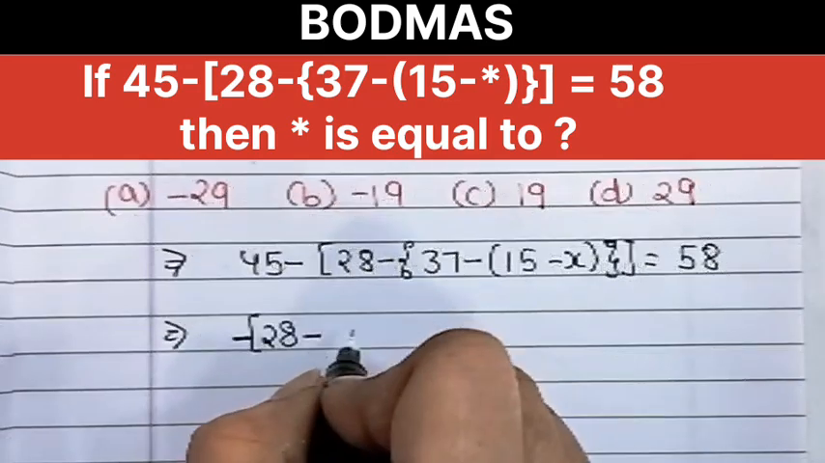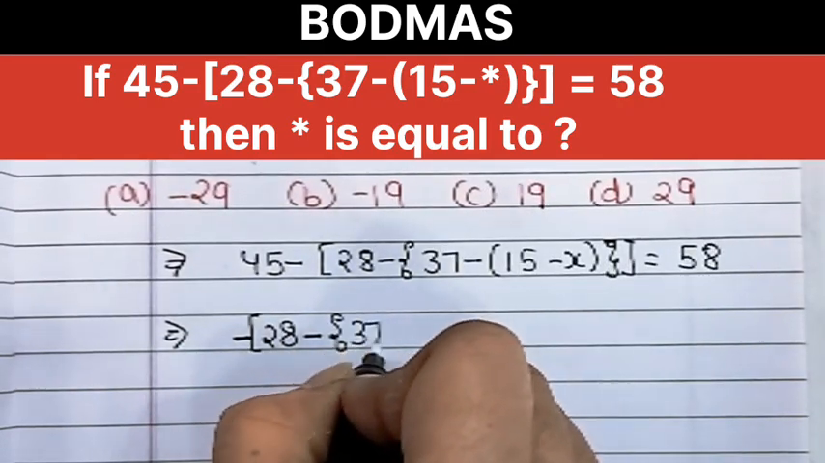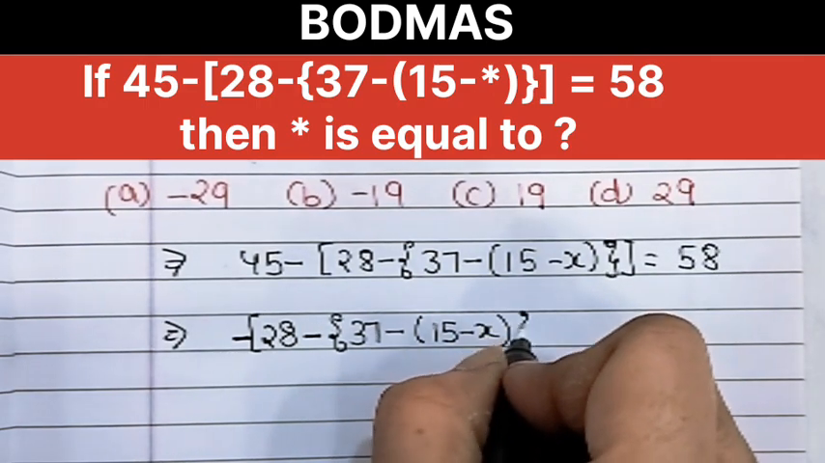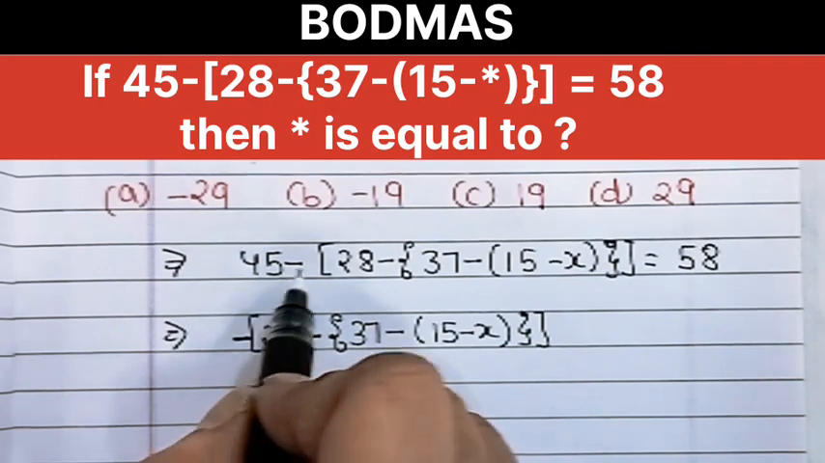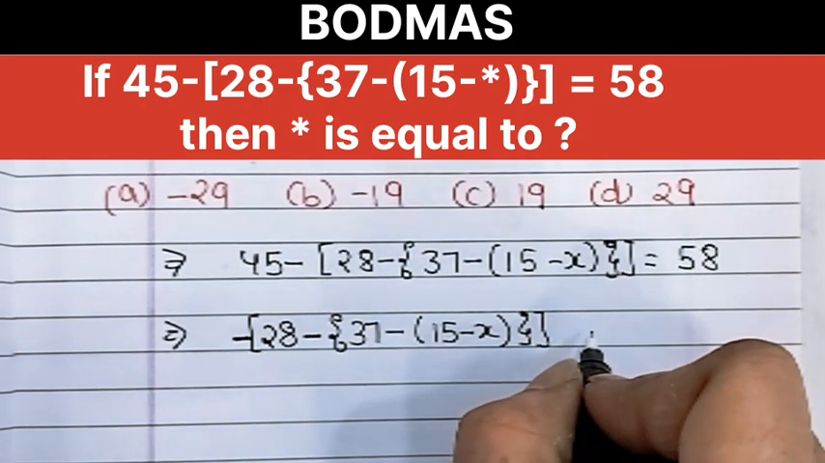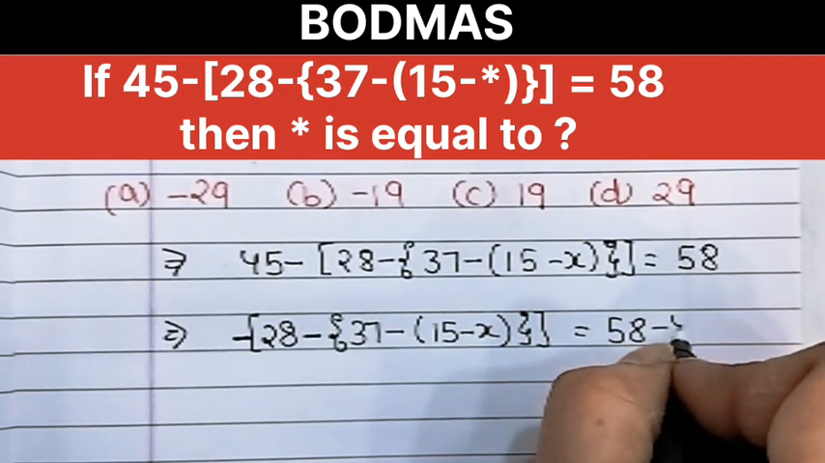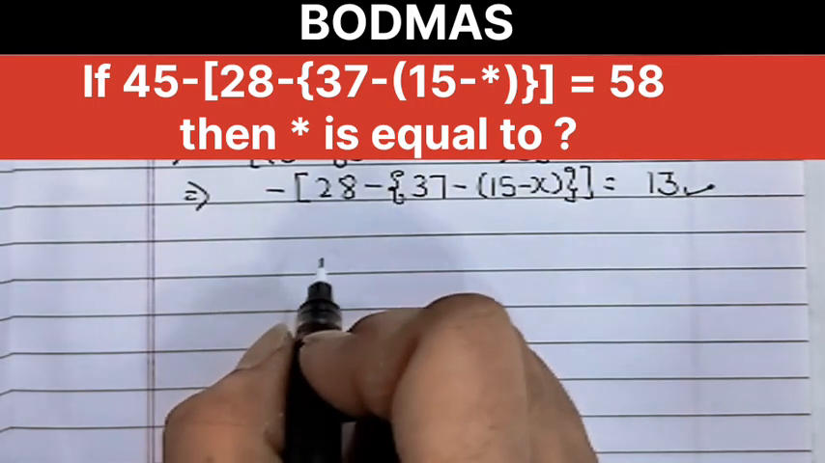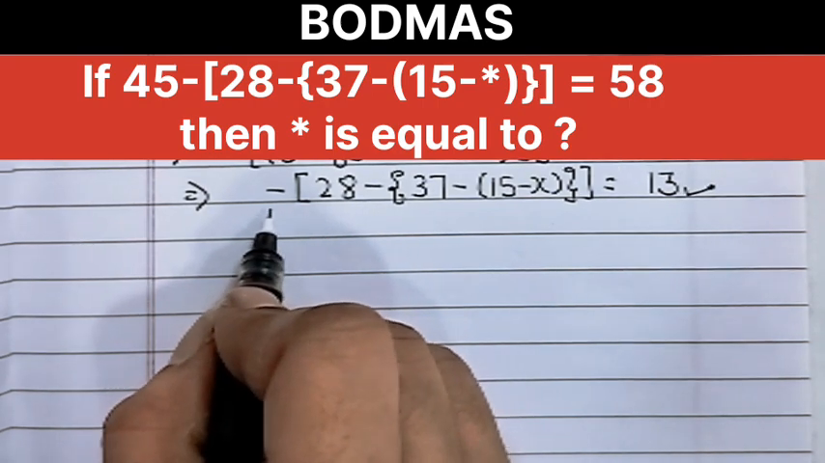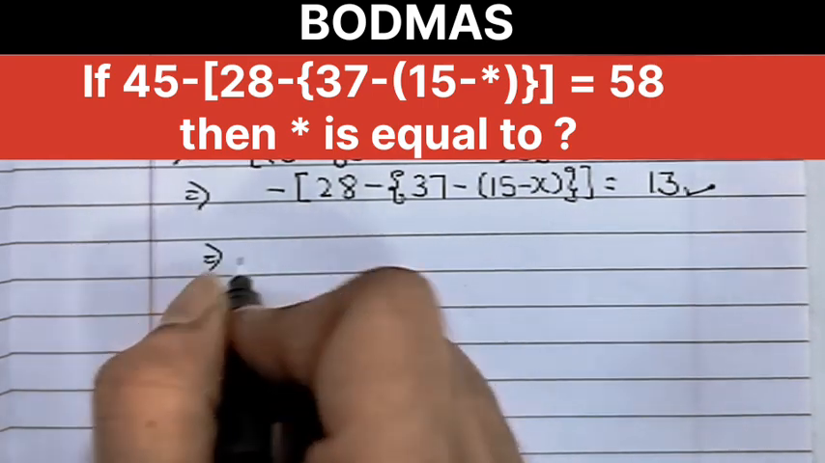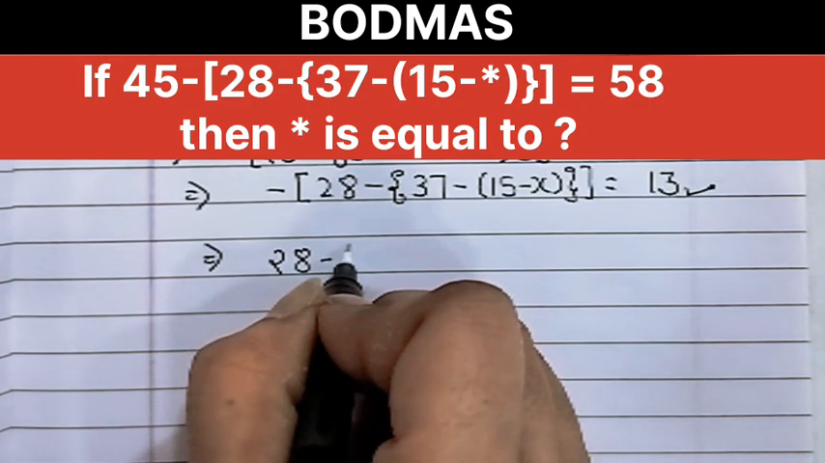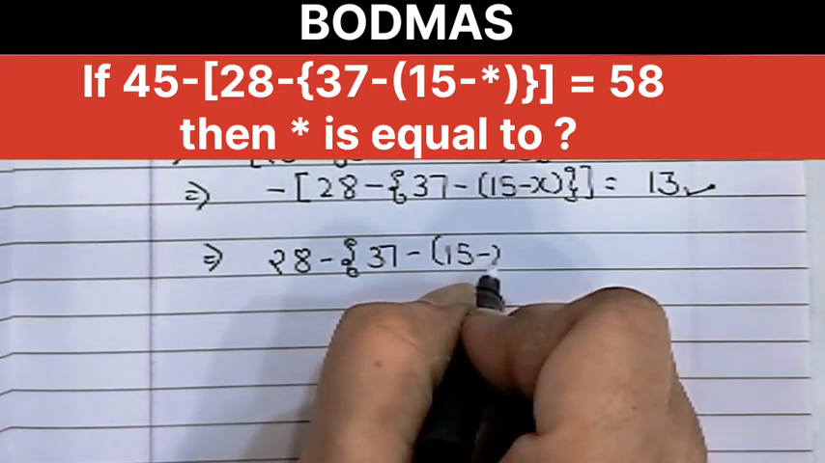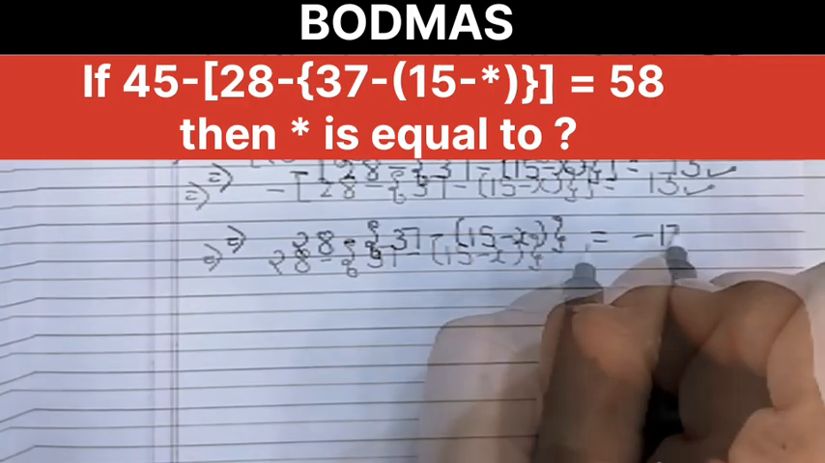So minus 8 and then curly bracket 37 minus 15 minus x, close curly bracket and then square bracket. This is 45. We already have removed 45 minus 45, and there is 58 minus 45. Now after subtracting we got 13. So multiply by minus 1 to clear the leading negative. So we'll just multiply it, and we'll get 28 minus curly bracket 37 minus 15 minus x, close curly bracket, equals 13.